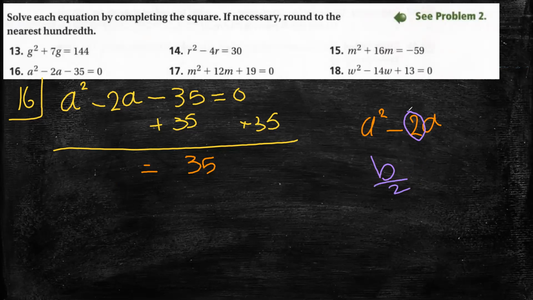I will divide b by 2 squared. What is b? It is 2. So it is 2 over 2 squared, which is 1. I will add this one here.